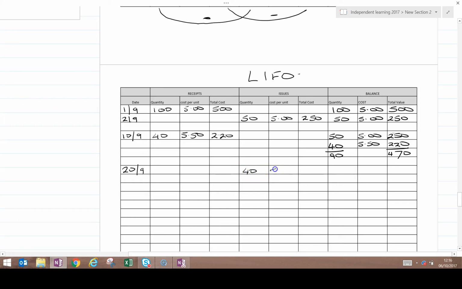Last in, first out. Those 40 units have just come in and now they're going out again. We need another 20 units, so we take it from this delivery where the price was £5. So 20 at £5 is £100. So in total 60, 320. So what does that leave us with? Well, these 40 have gone. We've taken 20 from this batch of 50. So we've got 30 of them left. They were £5, so that's £150.